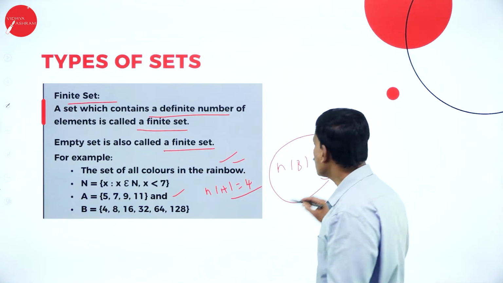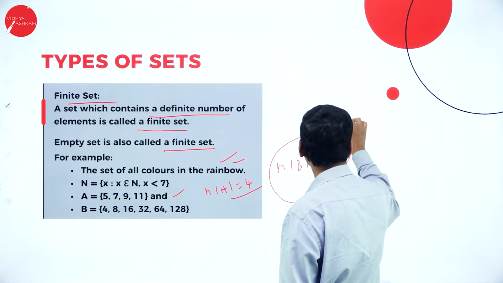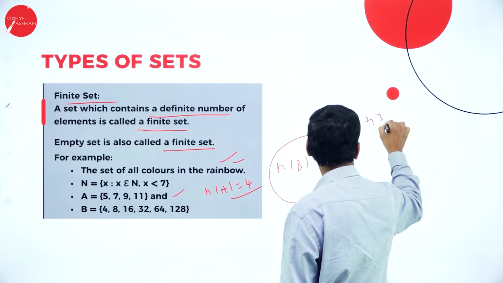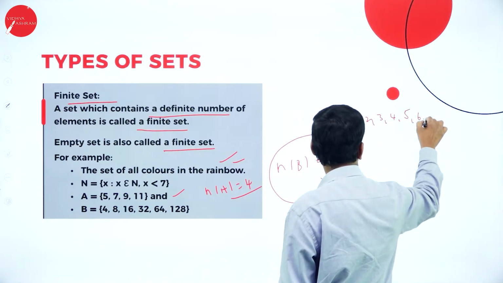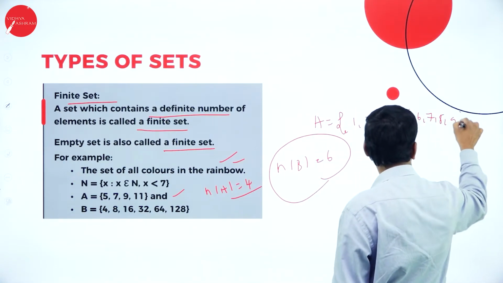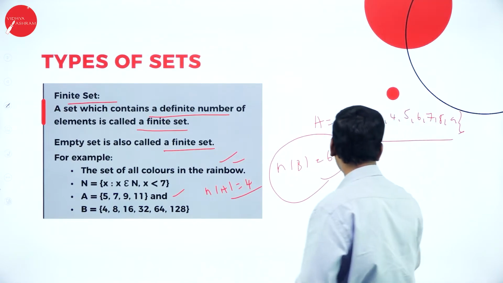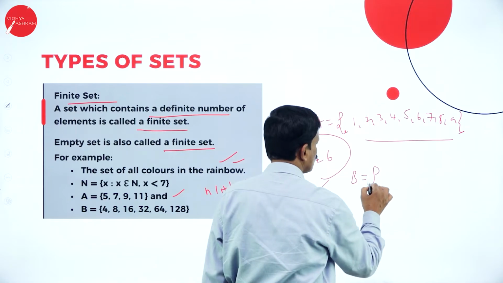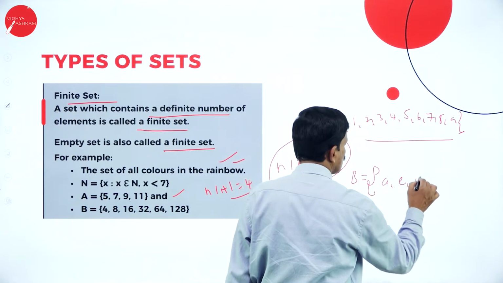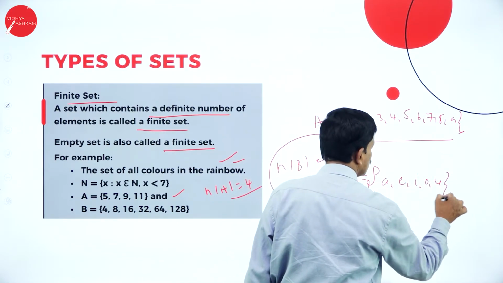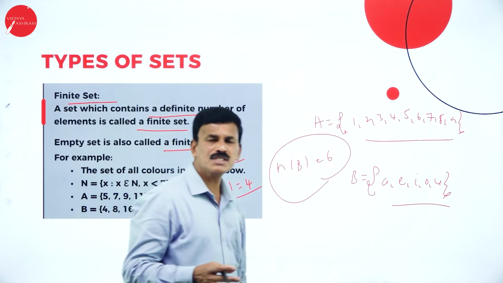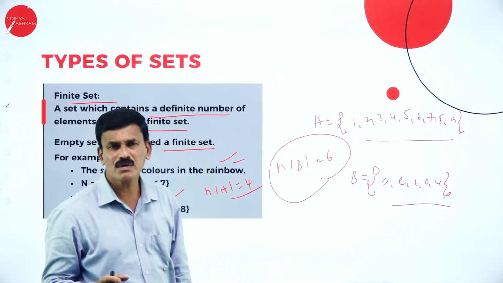Finite set means a set which contains a definite number of elements, 1, 2, 3, 4, 5, 6, 7, 8, 9. This is also an example for a finite set. Another set, for example, if you take B equals A, E, I, O, U. This is also a finite set because it contains a definite number of elements.